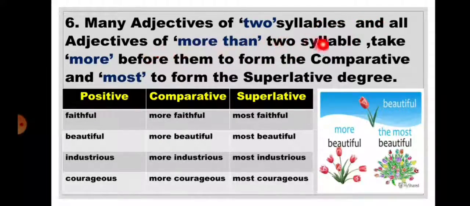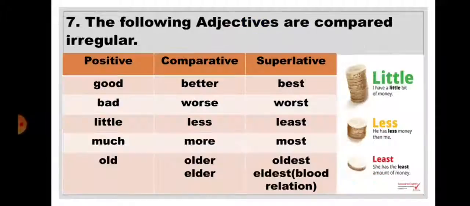Sixth, many adjectives of two syllables and all adjectives of more than two syllables take more before them to form the comparative and most to form the superlative degree. For example, in positive, faithful, it has two syllables, so we will add more to the positive in order to make it a comparative degree. More faithful. In superlative degree, again, we will add most to the positive degree in order to make it a superlative degree. Most faithful. Beautiful, more beautiful, most beautiful. Industrious, more industrious, most industrious. Courageous, more courageous, most courageous.